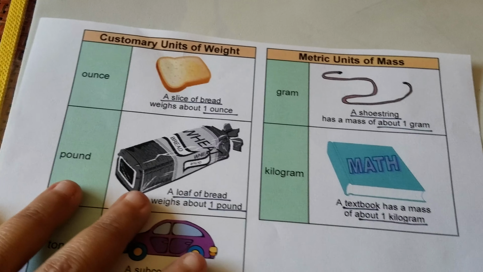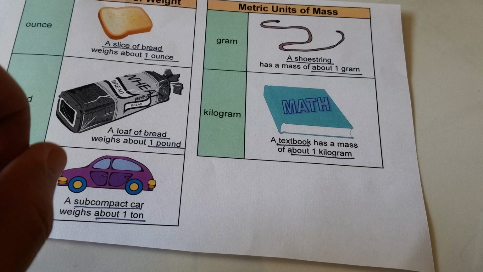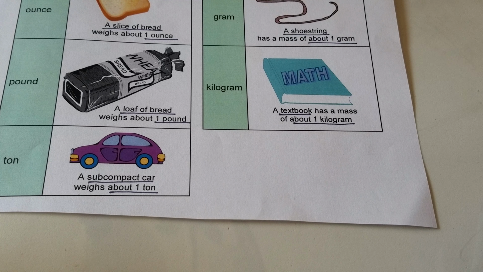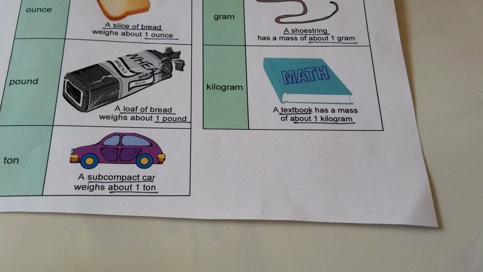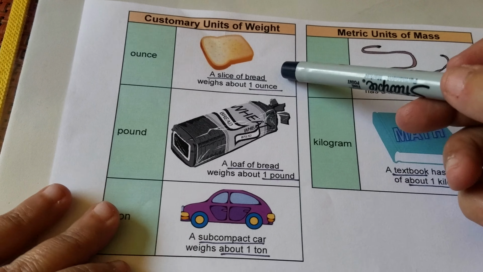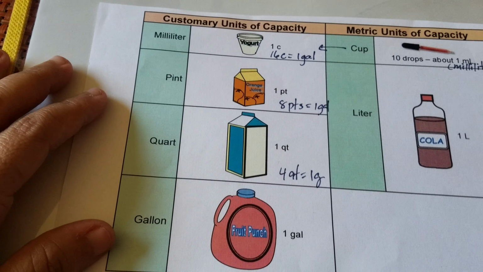When we're talking about mass, a gram is like a shoestring, only one, right? It has a mass of about a gram, and you need a textbook to reach about 1 kilogram. So lightest to heaviest, lightest to heaviest. Now we're going to look at capacity.